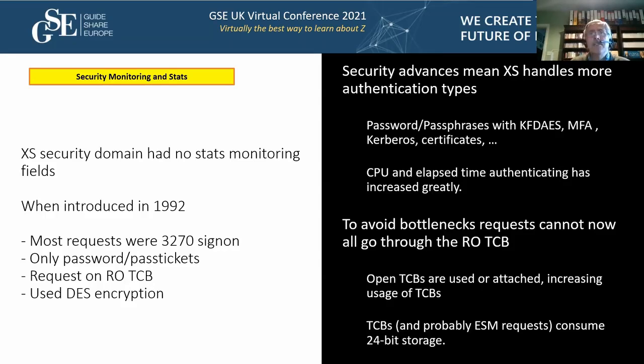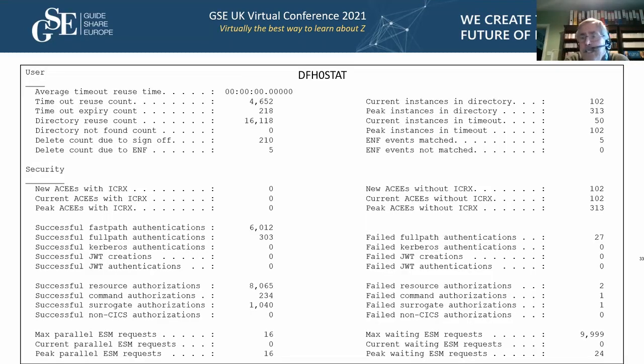However, things have changed over recent years so that you've got a number of ways in which you can authenticate. It's not just the password and pass tickets of the past. MFA has come in. JWTs, at least MACF JWTs, was something we introduced in 5.6. Kerberos is also there. And so what we've introduced is some new monitoring and statistics in the security domain.